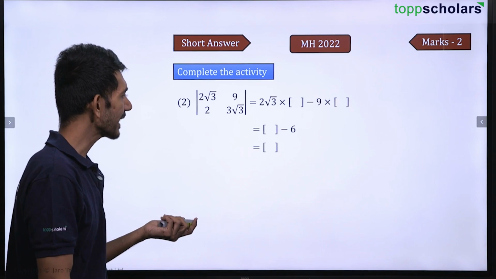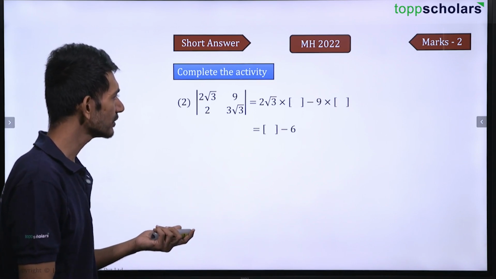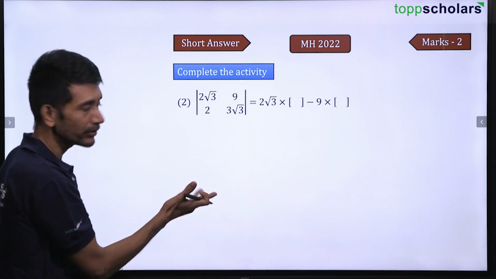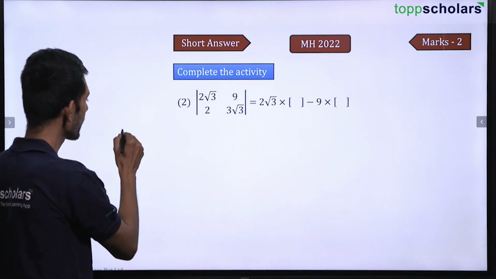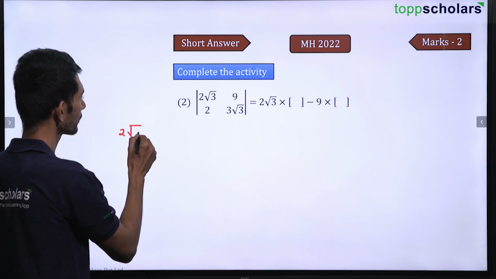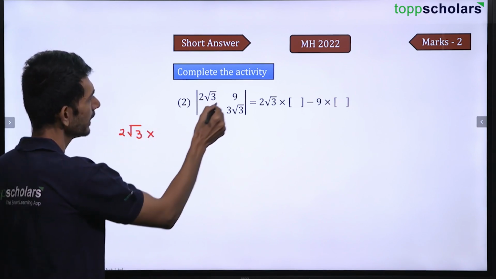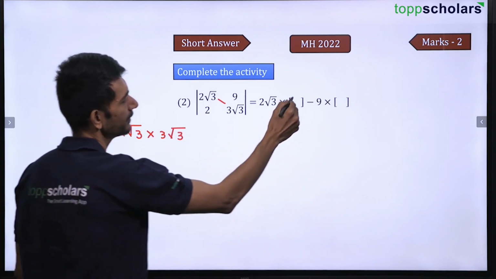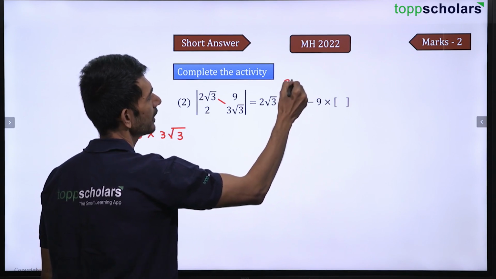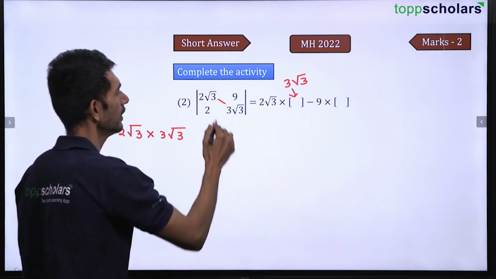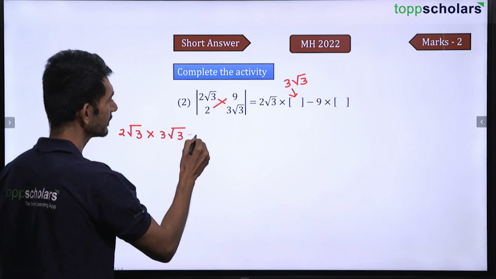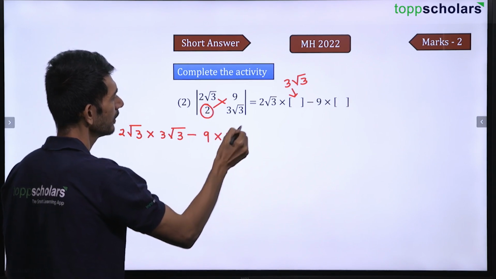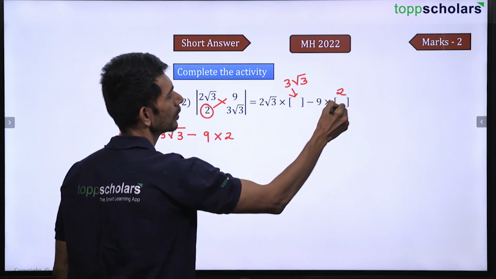So complete the following activity. Now you know how to solve such type of questions. Even if we don't have the activity, let us see how to solve this. So firstly we have 2 root 3. So can I say we get 2 root 3 into 3 root 3. So obviously in this bracket we'll have 3 root 3. And then we'll have minus 9 into 2, right? So in this bracket we'll have 2 over here.